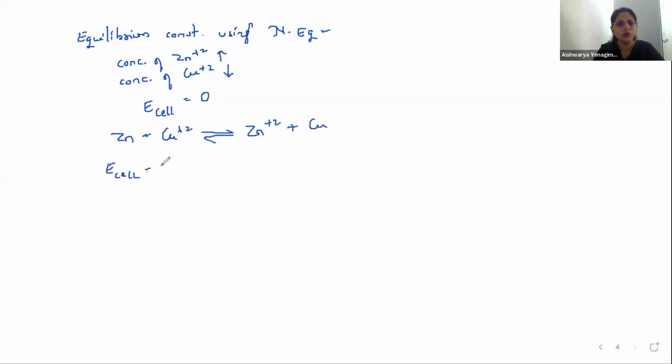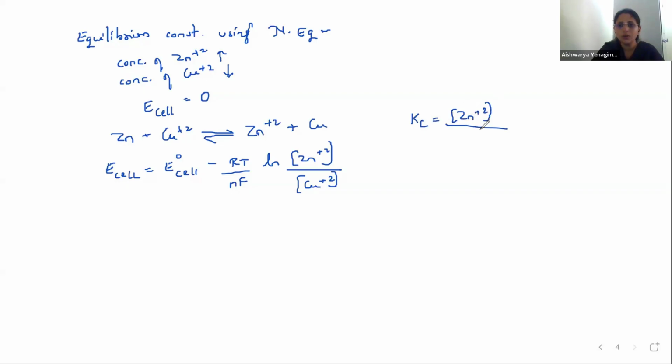E cell will be equal to, according to Nernst equation, E naught cell minus RT by NF natural log [Zn+2]/[Cu+2], right? And what is the equilibrium constant here? Tell me. Equilibrium constant Kc is nothing but [Zn+2]/[Cu+2]. This I have studied in equilibrium, Kc, the equilibrium constant.